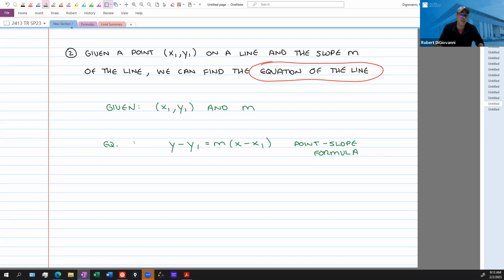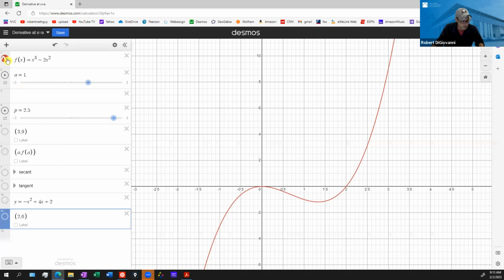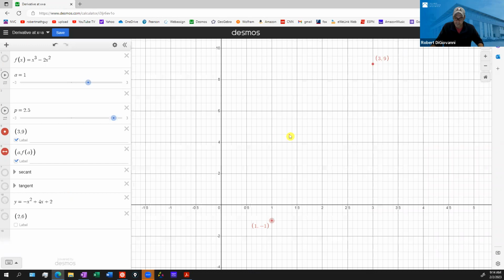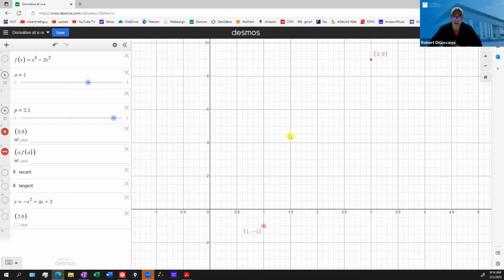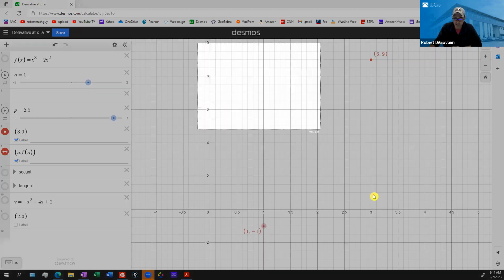So now I'd like to do a specific example. Let me go back to my picture here. Let me take this out of here. I'll zoom in a little bit. Everybody see those 2 points, (1, -1) and (3, 9)? What I'd like for us to do is find the equation of the line that goes through those 2 points.